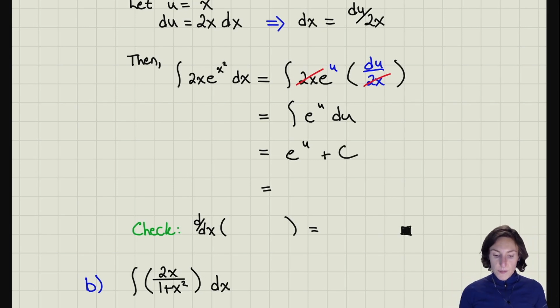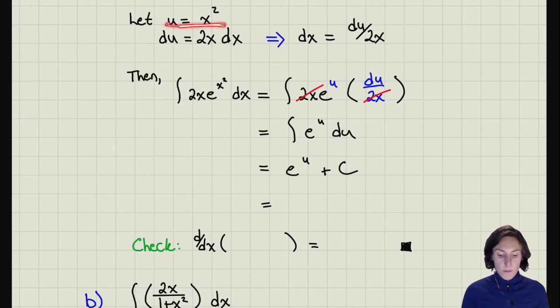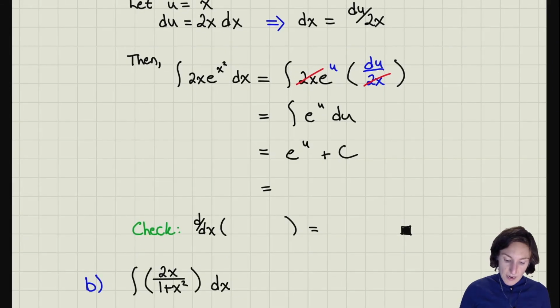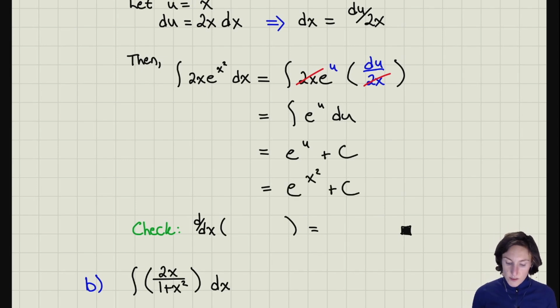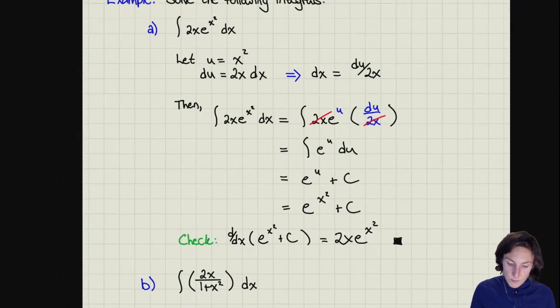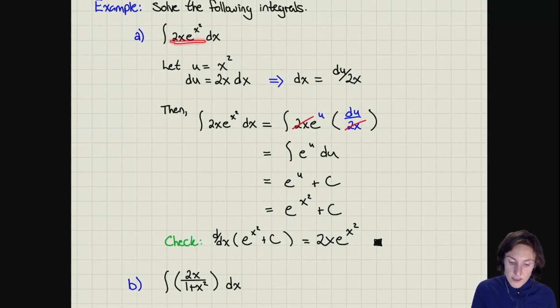But I'm not done yet because my answer should be in terms of x, not a u. So I need to plug my u is equal to x squared back in to get my answer. Now let's do a quick check to see if this is correct. So if I go d dx of e to the x squared plus c, derivative of the constant goes away. And for the exponential, we rewrite what we have, and then we take the chain rule. So differentiate the thing in the exponent. That would be 2x. And was this the original thing I wanted to integrate? Yes, it was. So I know it's the right answer.